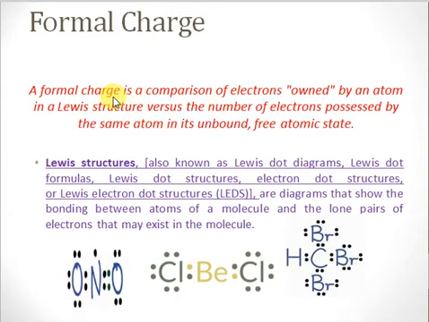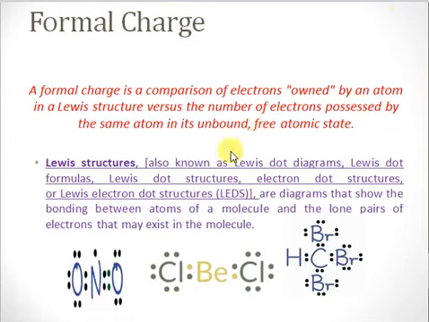So it's just a comparison of the number of electrons owned by an atom in a Lewis structure. We have to compare it with the number of electrons possessed by the same atom in its free state. The number of electrons possessed by this oxygen in the free state is 6. However, the number possessed by this atom in this particular Lewis structure is 8. So this comparison is known as a formal charge.